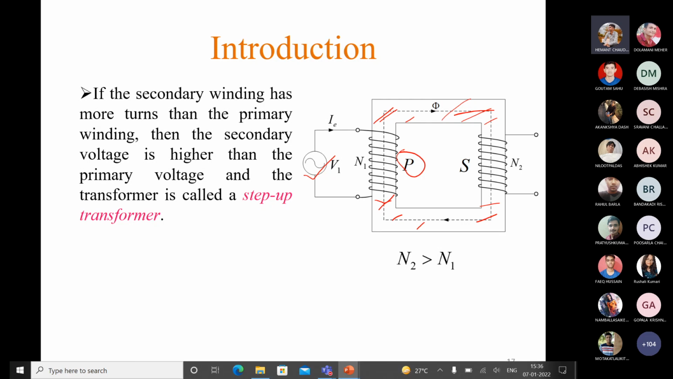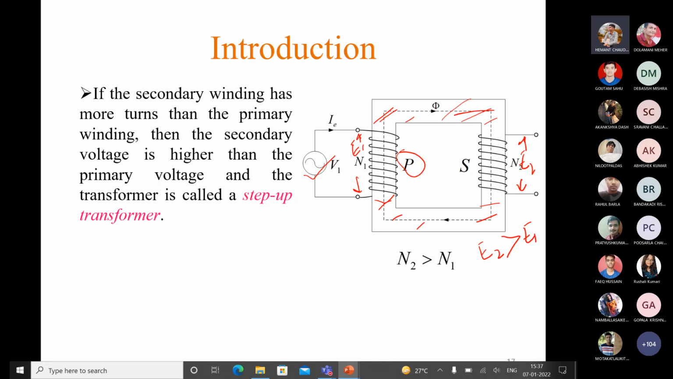Now there are three possibilities. One is n2 is greater than n1. In that case, suppose E1 is the voltage induced across the primary, and the voltage induced in the secondary is E2. So in that case, E2 will be greater than E1. That means we are giving a voltage level across the primary, and we are getting a higher voltage level across the secondary. So this kind of operation is called a step up operation, and we can call this transformer a step up transformer.